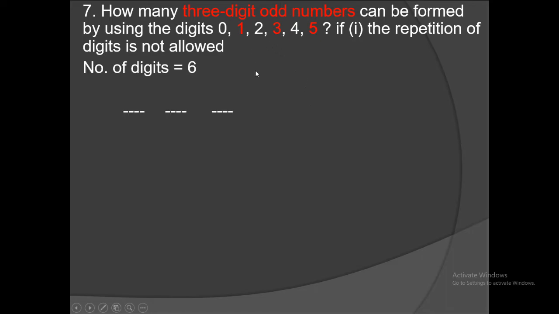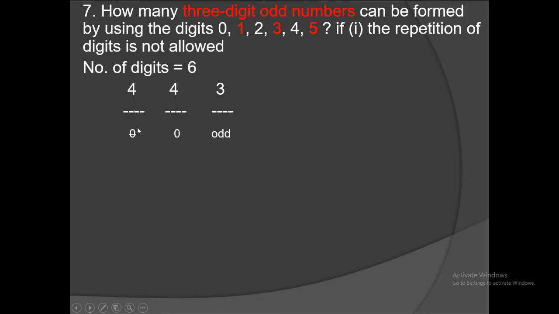Totally we have 6 digits: 0, 1, 2, 3, 4, 5. So 3 digits, 3 places. And odd numbers, so the first condition is to be done first, I told. The last place is supposed to be an odd number, isn't it? So there are 3 odd numbers, so the last place can be filled in 3 ways.